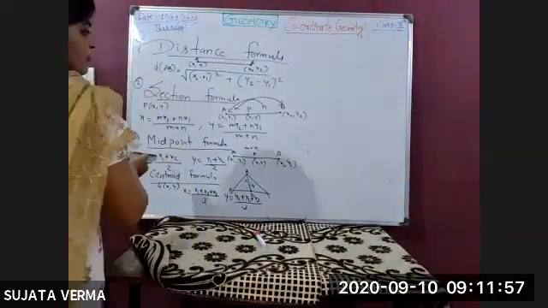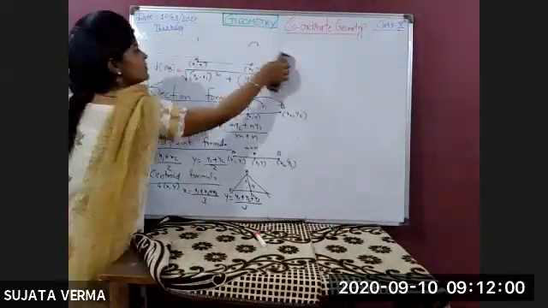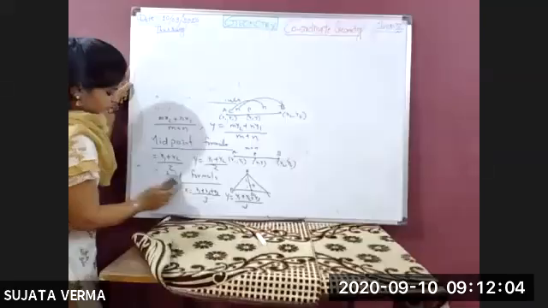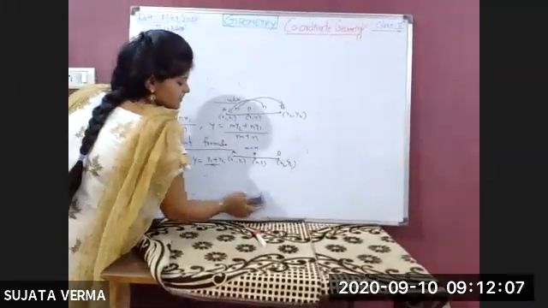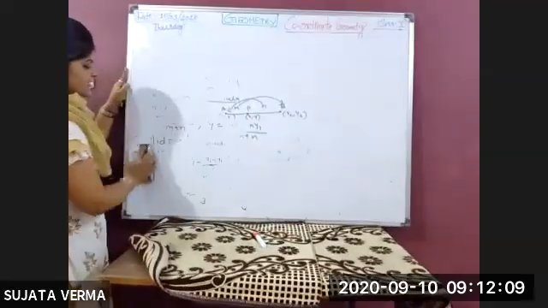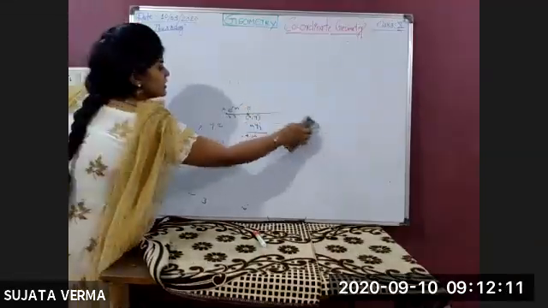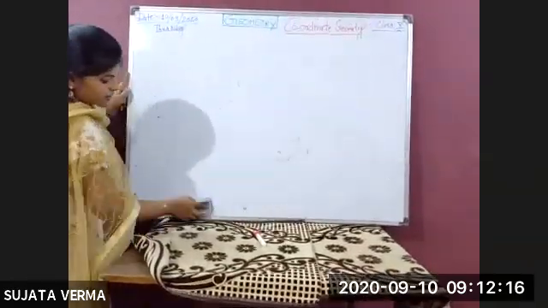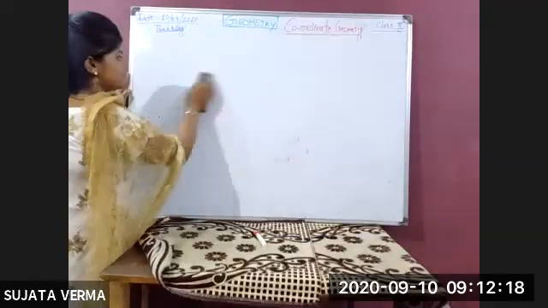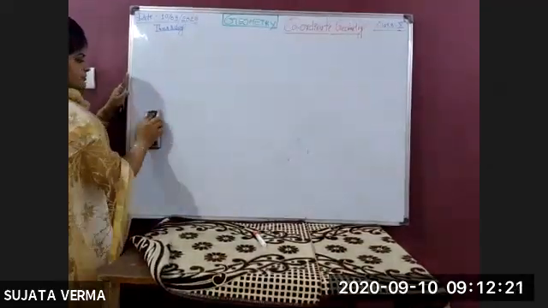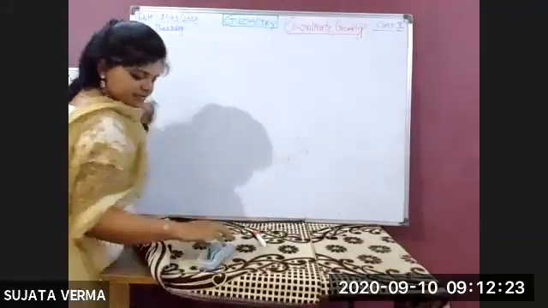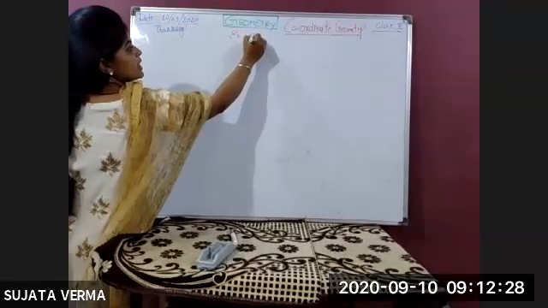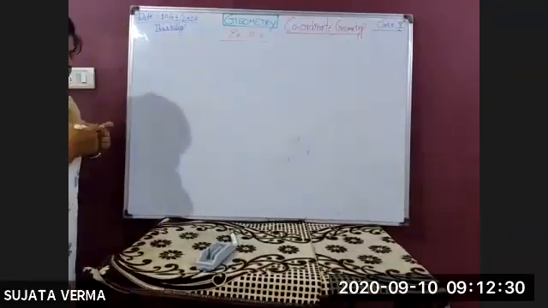Okay, now we solve practice set 5.2. Practice set 5.2 is based on three formulas: section formula, midpoint formula, and centroid formula. Okay, now let's start. Practice set 5.2, question number one.